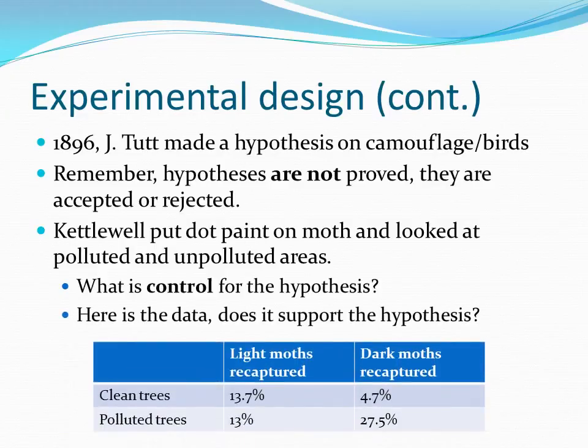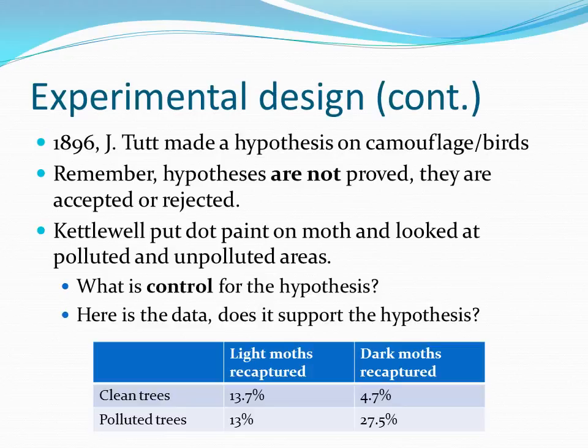And he basically looked at the following data. And I want you to look at the first line. These are clean trees, and he looked at light moths and dark moths that were captured off both of them. And he saw that there was about 13.7% light moths captured off clean trees. And he saw that the dark moths that were recaptured were much lower. Okay? These were trees that were darker, and it was harder for them to capture more of those dark moths because they couldn't find them as well in the bark.